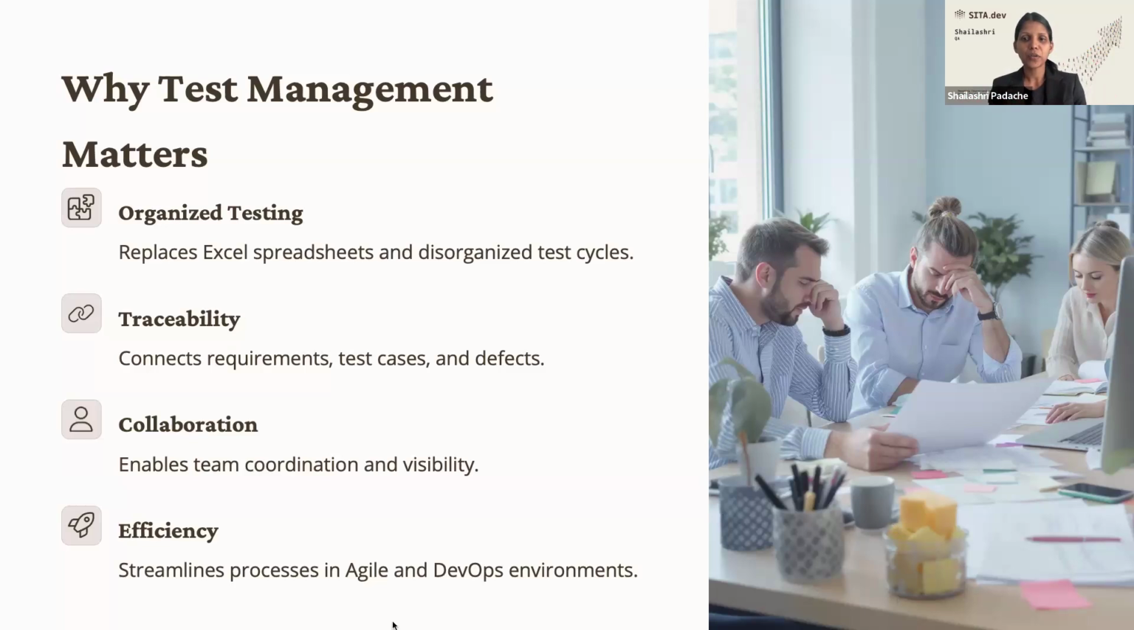Next one is collaboration. Collaboration means that everyone is involved, like developers, testers, business analysts, and other cross-functional teams, where we work together to deliver high quality software products. Next one is efficiency. Efficiency means getting the best results with the least time, effort, and cost. It also means doing more with less while keeping the quality of the software.